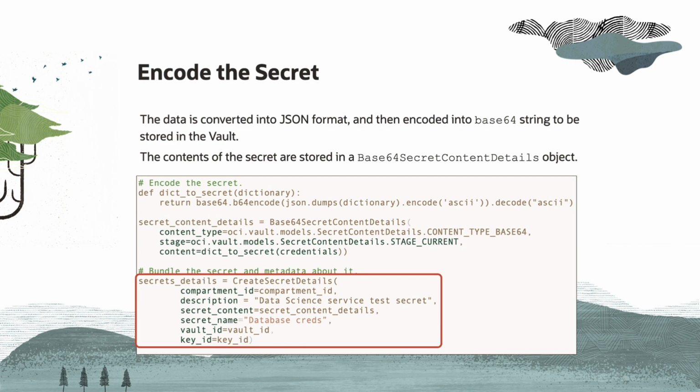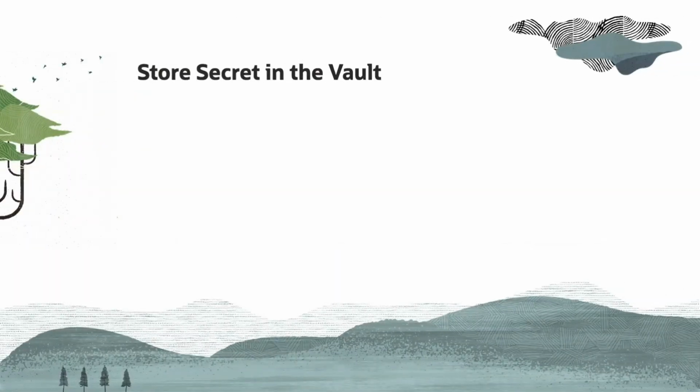We take that secret content details object and we create a SecretDetails object. Here we're going to pass in a bunch of metadata such as the compartment, the vault ID, the key ID, and information such as the description and a name of the secret. And then the key part of them is the secret contents, which has the encoded base64 secrets in it. Now that we have the secrets, it's time to store it in the vault.